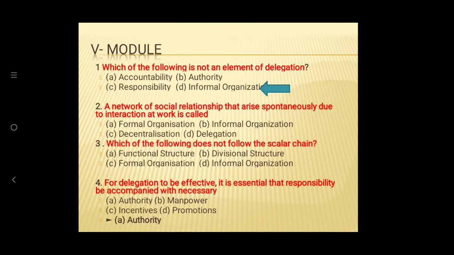A network of social relationships that arises spontaneously due to interaction at work is called informal organization. Option B is the right answer.